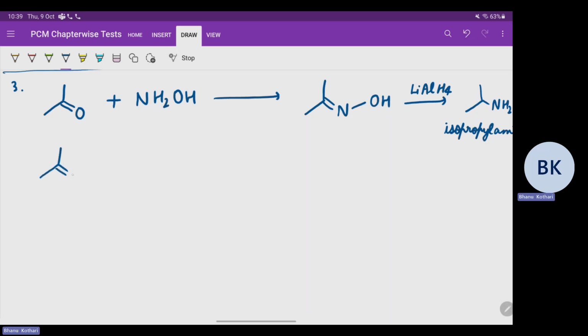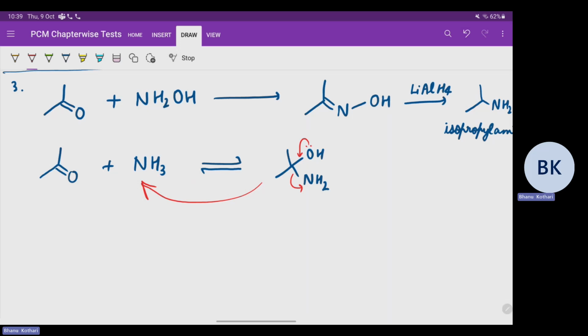Whenever this kind of compound, acetone, reacts with NH3, this will not be a feasible reaction because the reaction will be reversible. You get OH and NH2 on the same carbon, so this has a tendency to get reversed. When this mechanism takes place, you get the original reactants once again. So the second step is not feasible. This will be in equilibrium with the reactants itself.